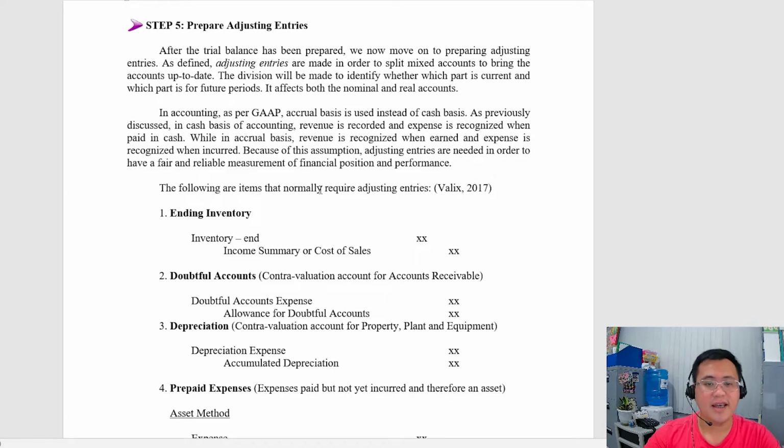As defined, adjusting entries are made in order to split mixed accounts to bring the accounts up to date. The division will be made to identify which part is current and which part is for future periods. It affects both the nominal and real accounts.